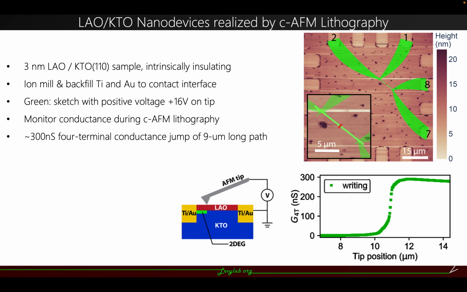First, we tested conductive AFM lithography on an intrinsically insulating 3 nanometer LAO on KTO 110 sample. This is an AFM topography scan on a writing canvas. Surrounding the canvas, there are 16 metal electrodes that contact the interface. We sketch the green region with positive 16 volts on the tip, including the green triangles first and then the green path. In the meantime, we are monitoring the conductance between these electrode pairs. As soon as this green path is finished, a 4-terminal conductance jump around 300 nanosiemens can be observed, indicating a connecting channel is formed at the interface.